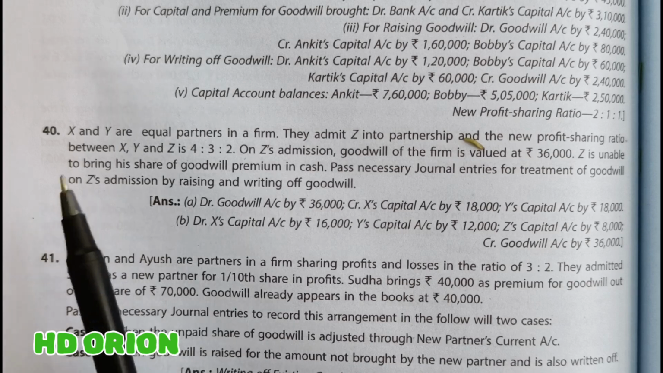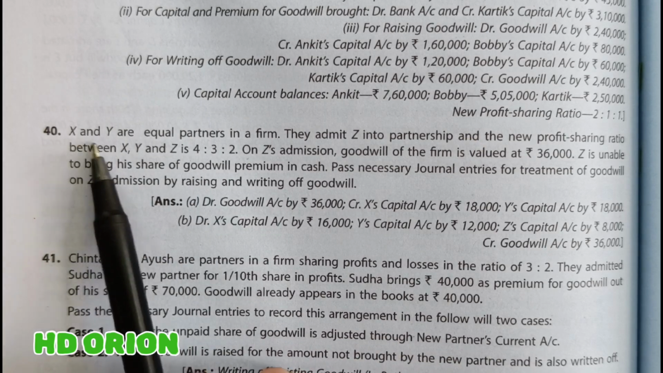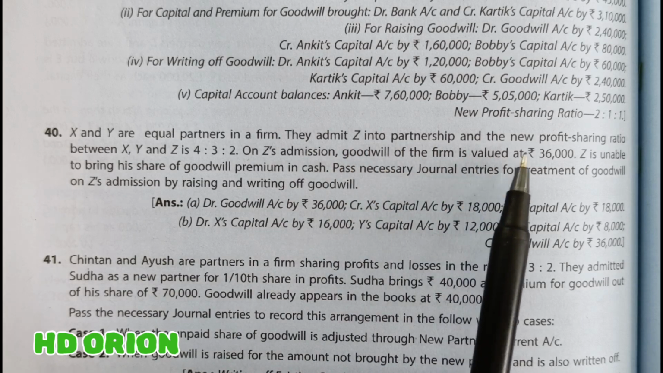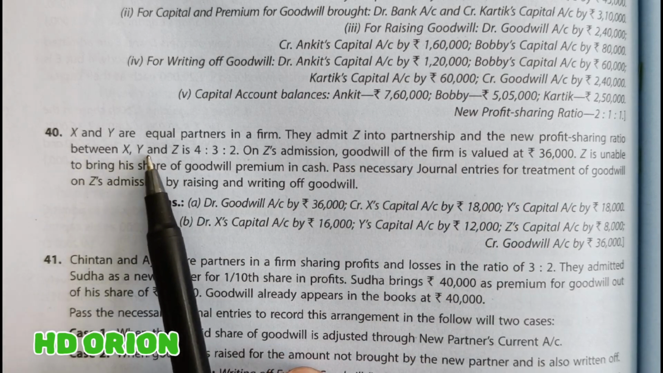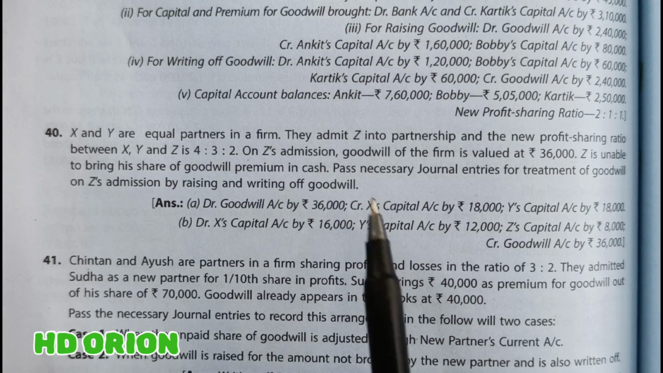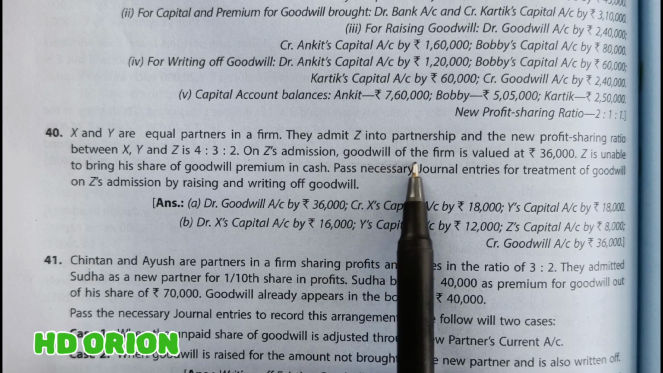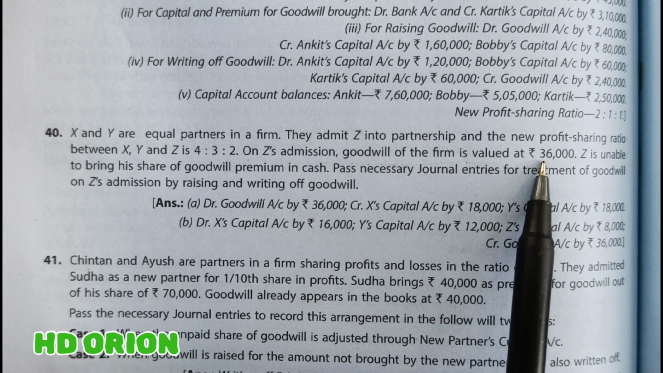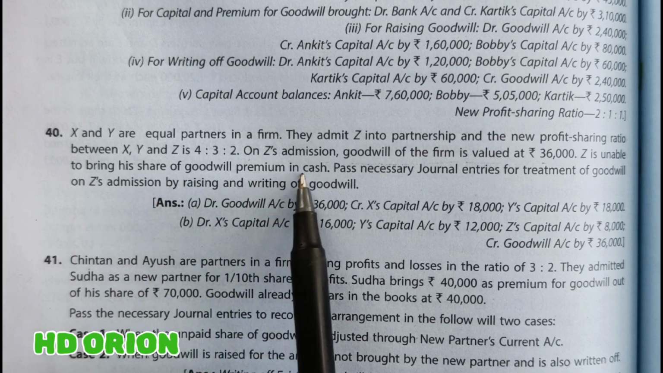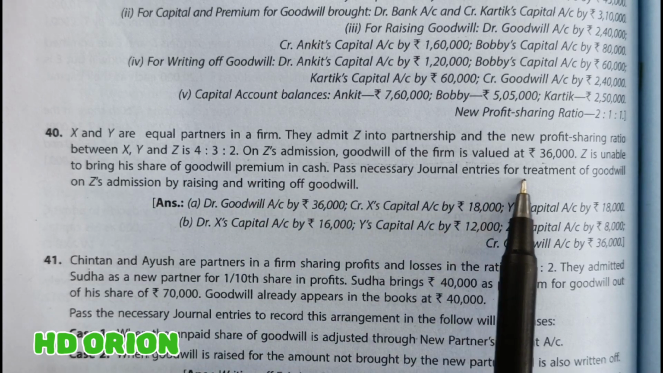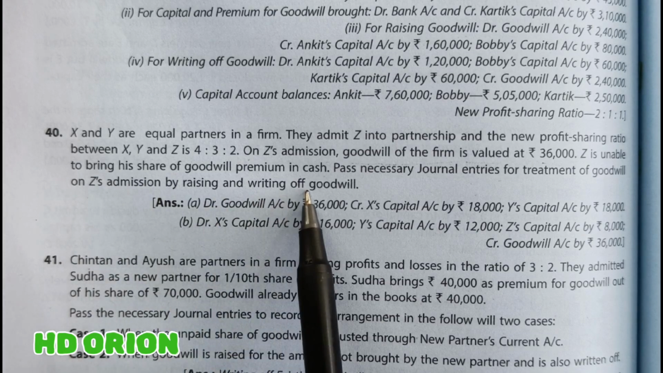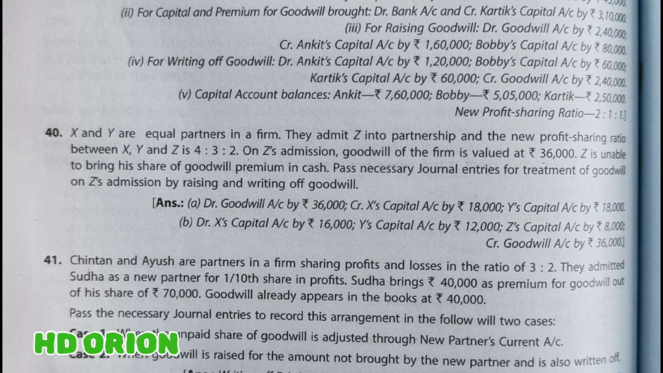Let us see question number 40. X and Y are equal partners in a firm. They admit Z into partnership, and the new profit sharing ratio between X, Y and Z is 4:3:2. On Z's admission, goodwill of the firm is valued at Rs. 36,000. Z is unable to bring his share of goodwill premium in cash. Pass necessary journal entries for treatment of goodwill on Z's admission by raising and writing off goodwill. So let us see the solution.